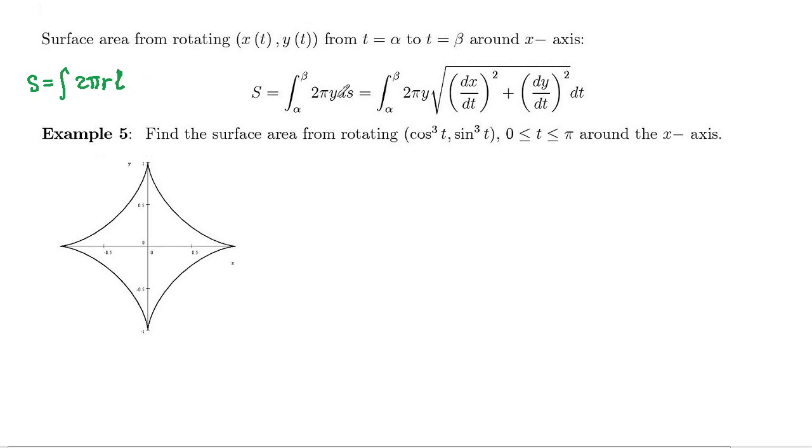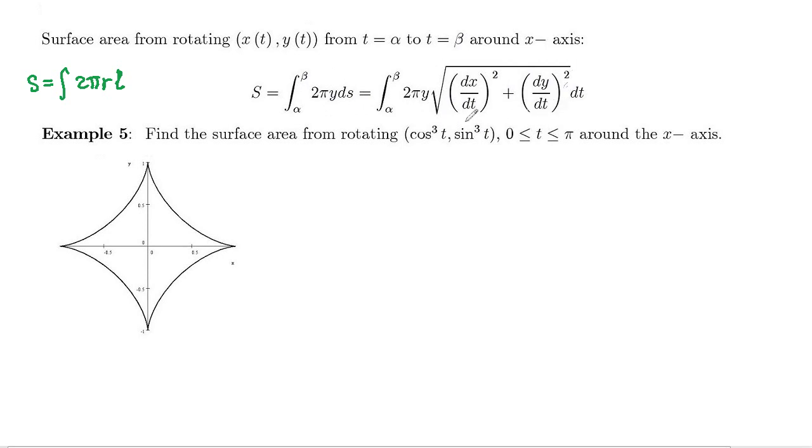And your L actually is ds, a little piece of arc length, and then y is the radius right here. So the radius from the x-axis is actually the y-coordinate of any point along there. So we're going to find the surface area from rotating cosine cubed, sine cubed. We're going to use this formula, but for ds we're going to use the square root of dx/dt squared plus dy/dt squared. So you always want to find this thing and simplify it.